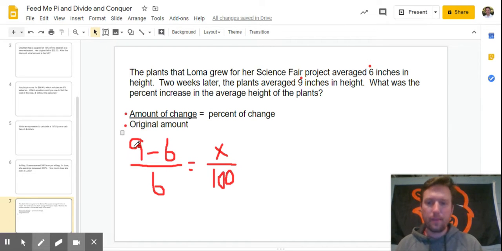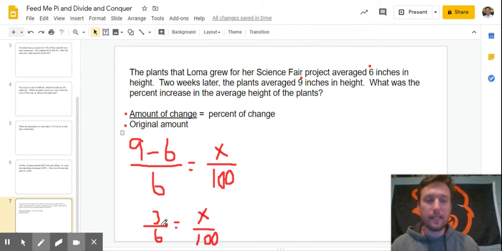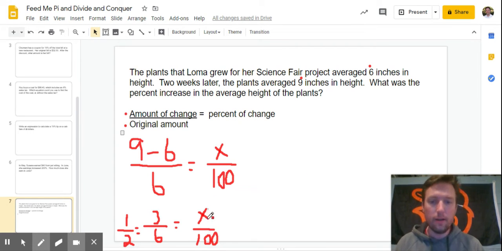So let's solve this. I have 9 minus 6, that gives me 3, and then we have over 6 equals x over 100. Now, you could do this one of two ways. Number one, we could see that 3/6 is equivalent to 1/2. And we could say, okay, 1/2 is equal to what over 100? Half of 100 would be, that's right, 50. So we could say x equals 50.